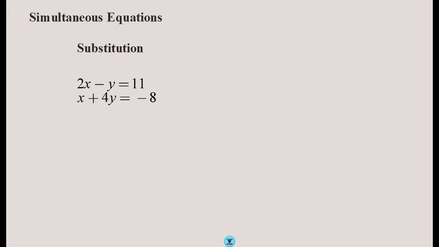To revise simultaneous equations, it's when you have two equations that you need to solve at the same time. Simultaneous means at the same time. You remember there are three methods, the first of which is substitution, and you are advised to only use substitution when the coefficient of x or y is either 1 or negative 1. Otherwise, you end up with fractions, and that's not really advisable.